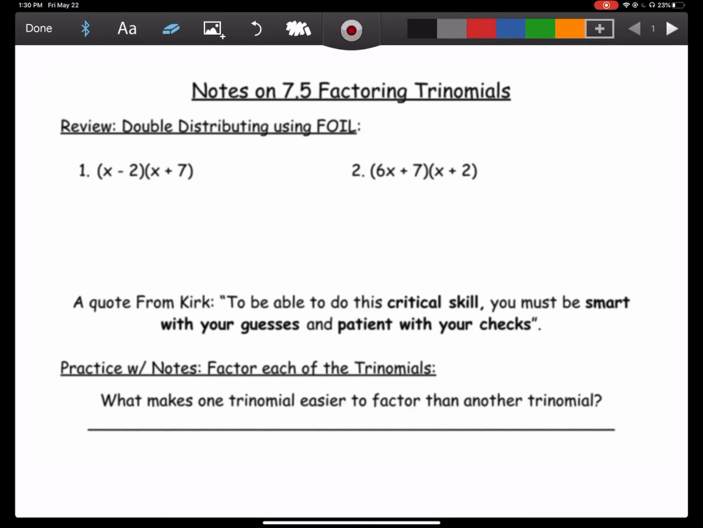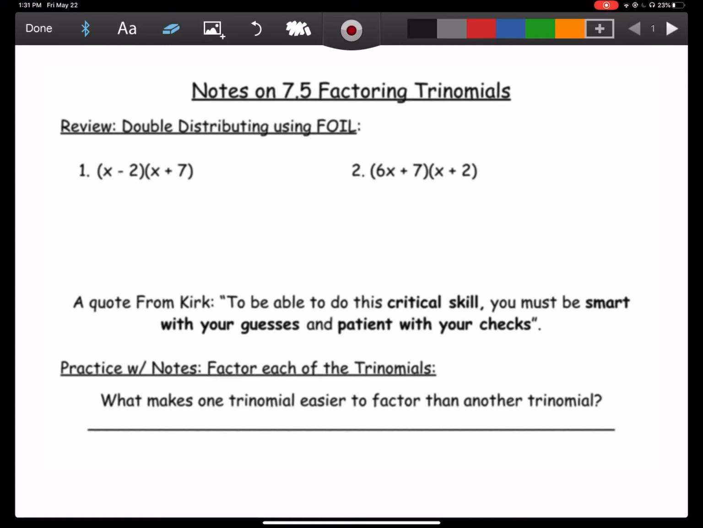Okay, these are notes on 7.5, factoring trinomials. There was a lot of information in Kurt's video. I'm going to show you some things that hopefully will make it a little easier. First of all, we have to review double distributing, but we need to understand FOIL.